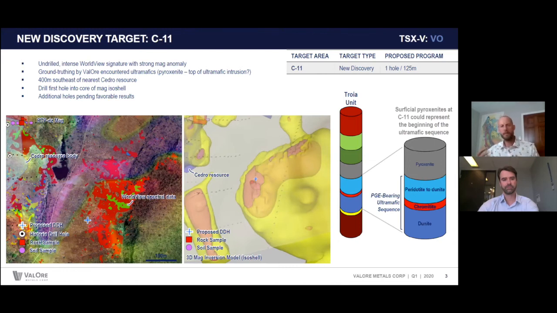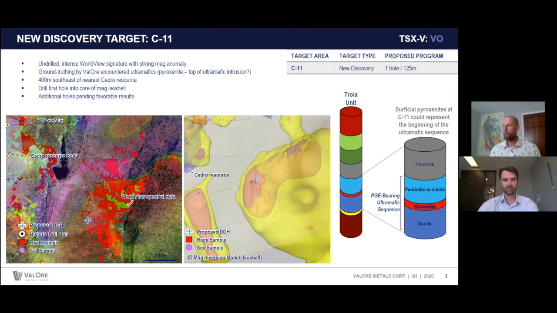So we did some ground truthing in Q4 of last year, and what the geologists found at surface, right around where this drill hole is planned for, is pyroxenite. So again, referring to the simplified strat section, where might that be in the ultramafic sequence? On the right here, you see the pyroxenite, as we discussed before, is sitting at the uppermost portion of the ultramafic sequence. Below that is where you get into the mineralization. So the peridotites, the marker chromitite reef, and then the basal dunitic phase.